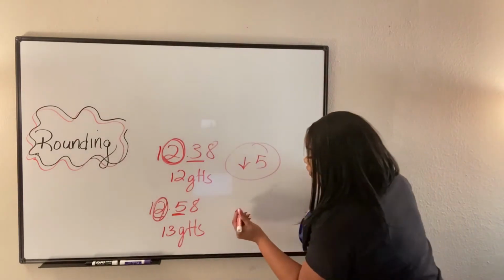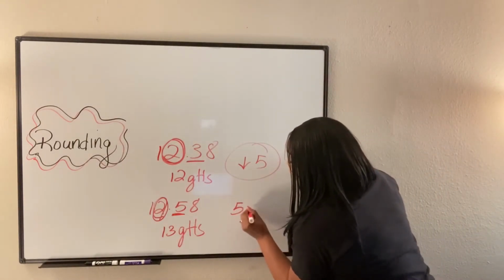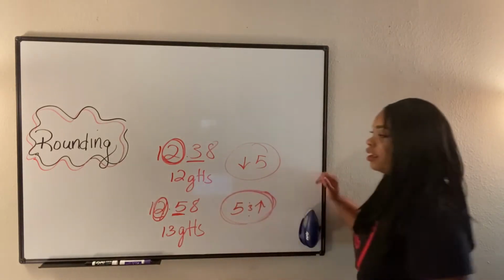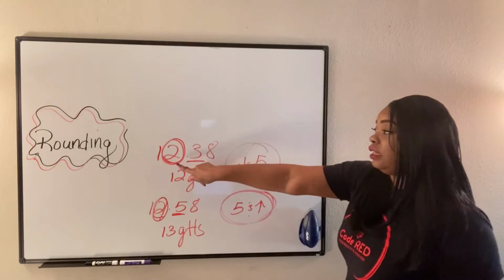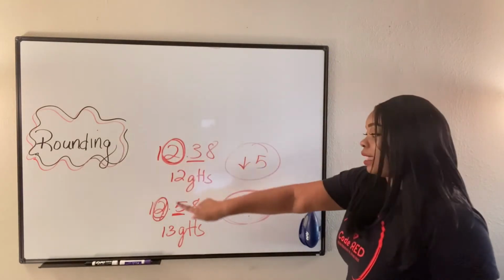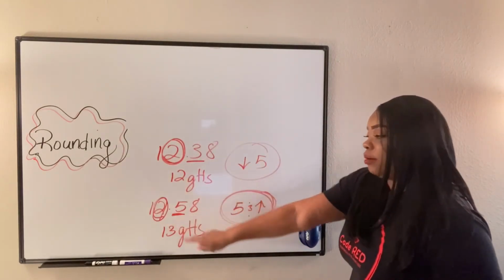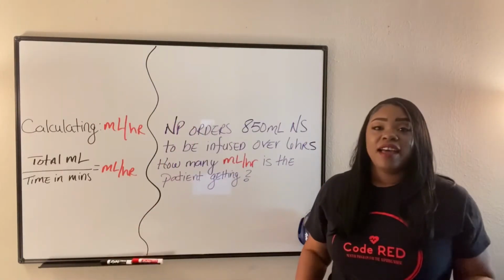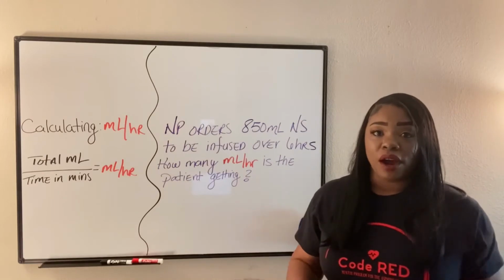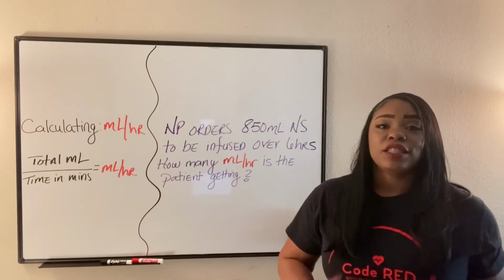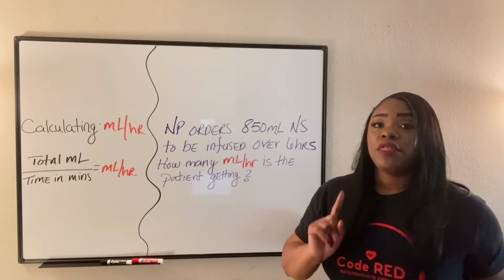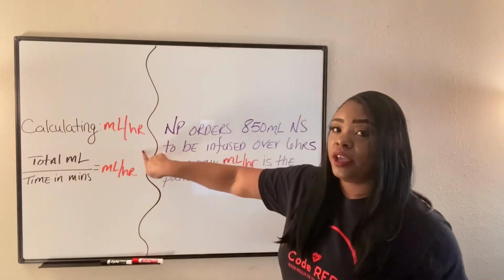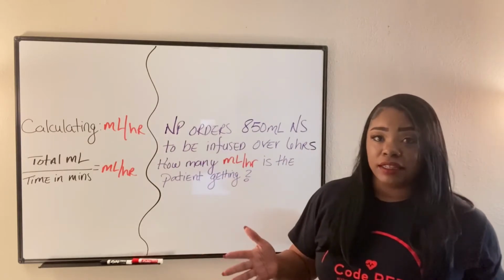So below 5 or 5 and above are your deciding factors to whether you're gonna leave the number to the left of the decimal point the same or raise that number to the next whole number, okay? Now that you have all of that information, you are ready to move forward with calculating. So let's go over our first formula. The first one that I wanted to introduce you to was how to calculate milliliters per hour. So how many milliliters per hour the patient is getting.